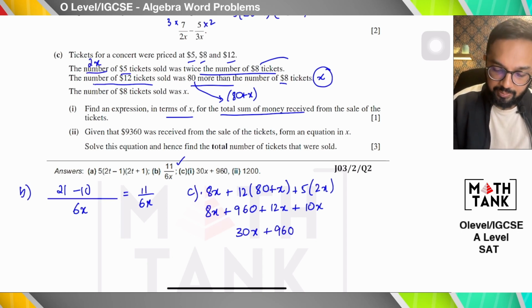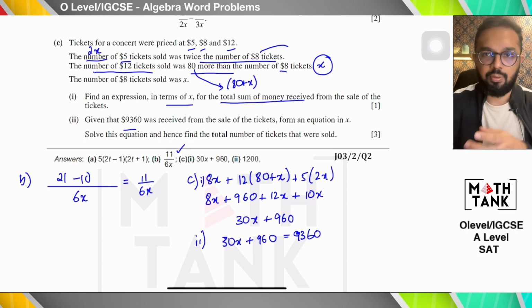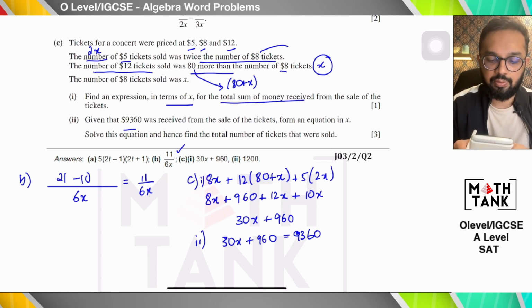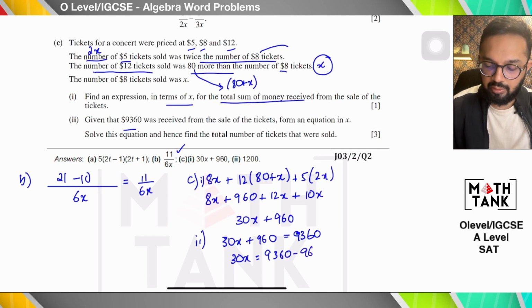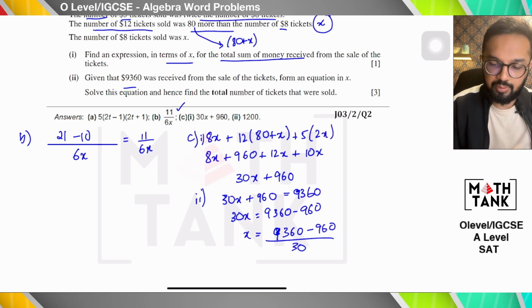Then part 2 says, that was C part 1. Part 2 says, given that $9360 was received from the sale of tickets, so I'm going to say that 30x plus 960 equals 9360. So what do I get then after that? 9360 minus 960. And I divide by 30. It says form an equation in x, solve this equation and hence find the total number of tickets.